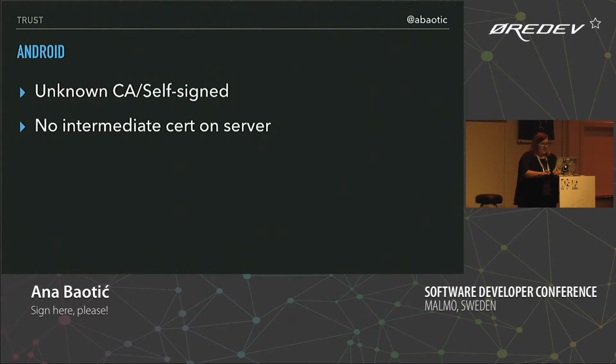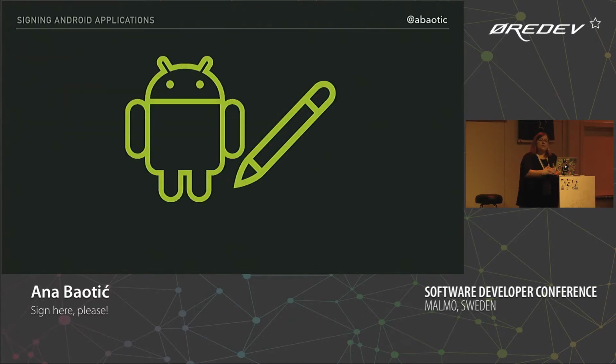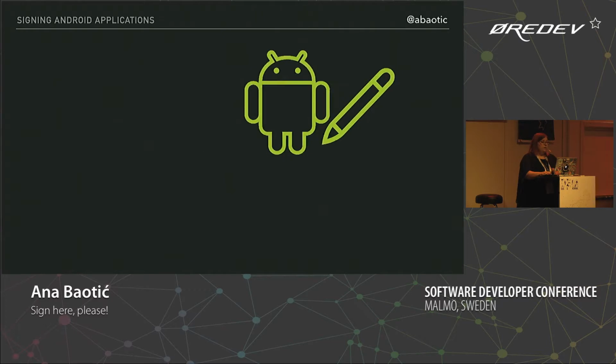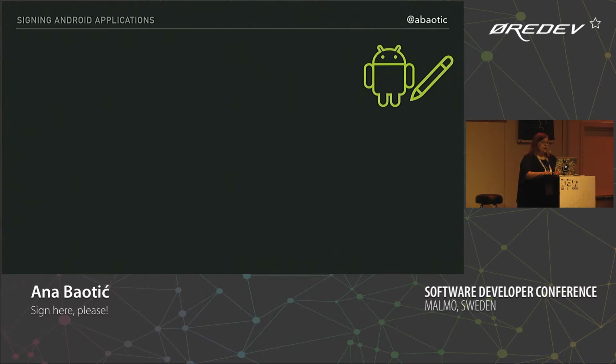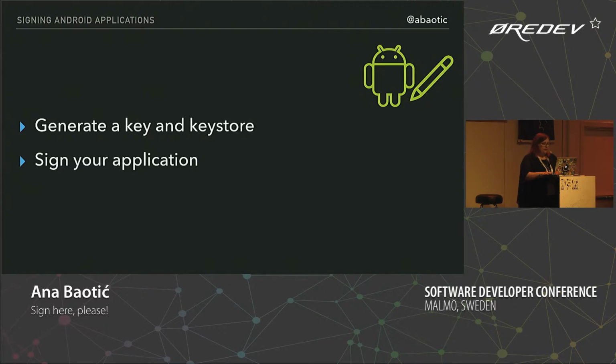Okay, so let's talk about signing Android applications. We already said that we can sign anything. We create a hash, a digest, we sign it with a certificate, and everything is fine. For you to publish any application on Google Play, you need to sign that application. And the process is very straightforward. You generate any kind of key in Keystore, you sign your application, and that's it. You submit it to Google Play.